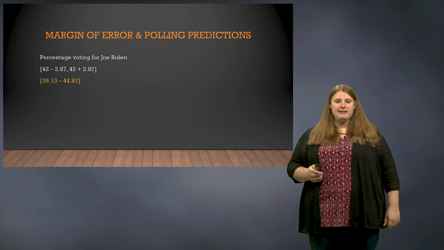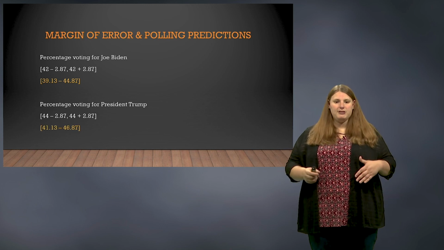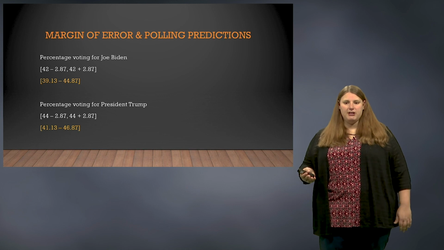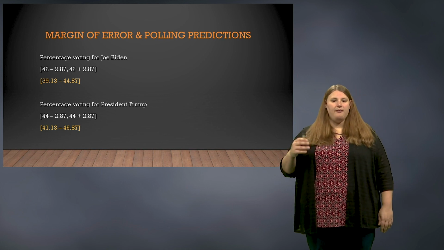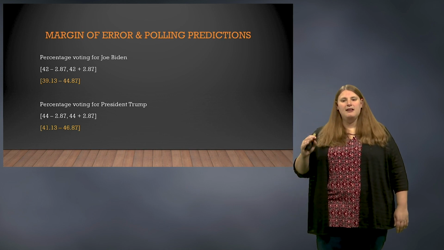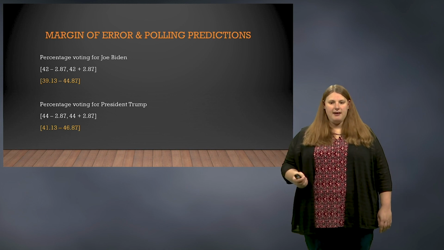Then I did the same for President Trump, taking his 44% and adding and subtracting the same margin of error, which gives me a range of 41.13% to 46.87%.